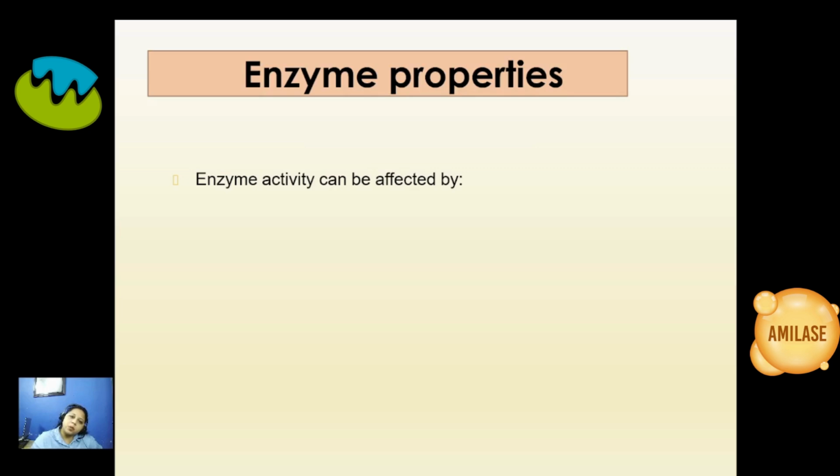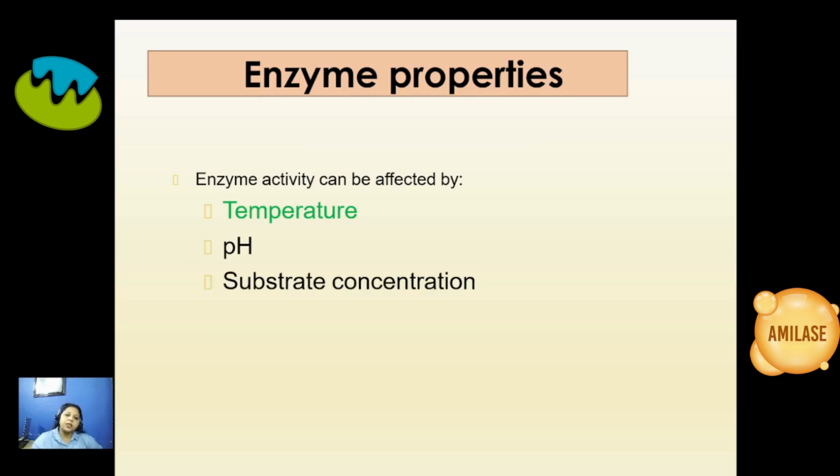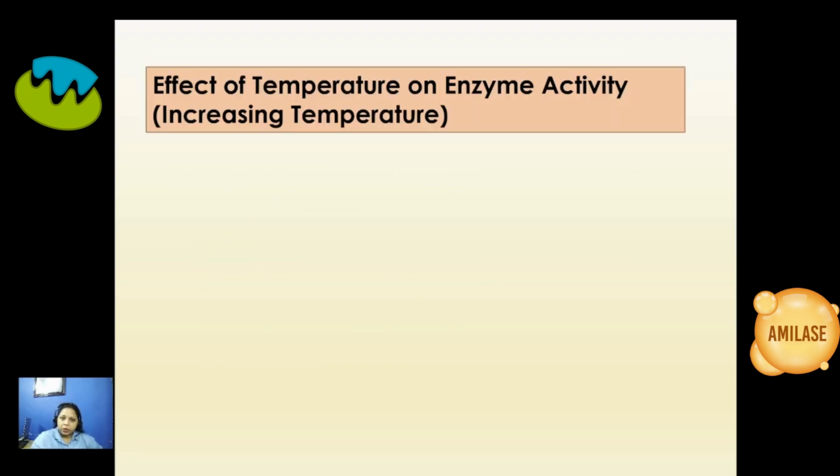The very first one that we are going to discuss is temperature, while the others are pH, substrate concentration, enzyme concentration, and inhibitors. We'll discuss those later. So first of all, temperature. When we talk about temperature, let's see.